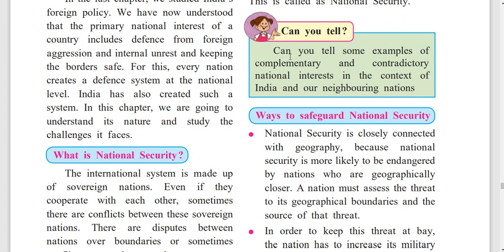Can you tell some examples of complementary and contradictory national interests in the context of India and our neighboring nations?